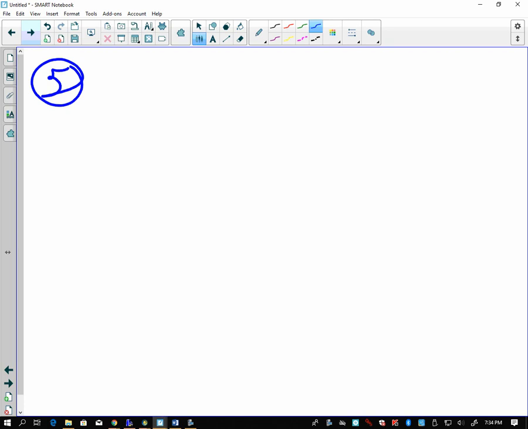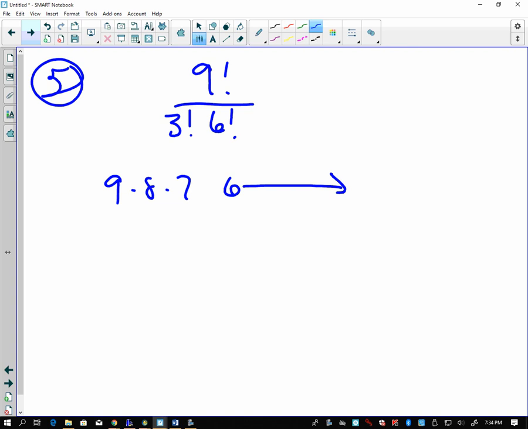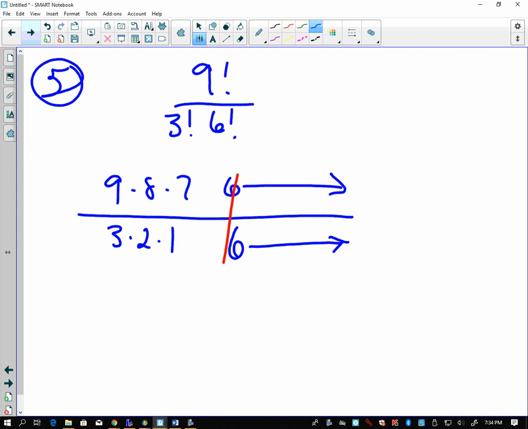Number 5, evaluate. Okay, 9 factorial over 3 factorial, 6 factorial. Of course, you can look at 9 times 8 times 7. But you should notice that 6 on is going to be eliminated by 6 on. So rather than writing it all through, I'm going to go ahead and do this. What's going to be left is 3 times 2 times 1. Okay? Well, I mean, so I'm getting 9 times 8 times 7 divided by 6.